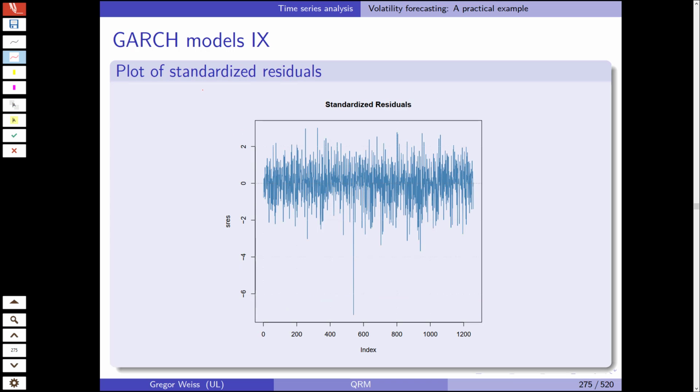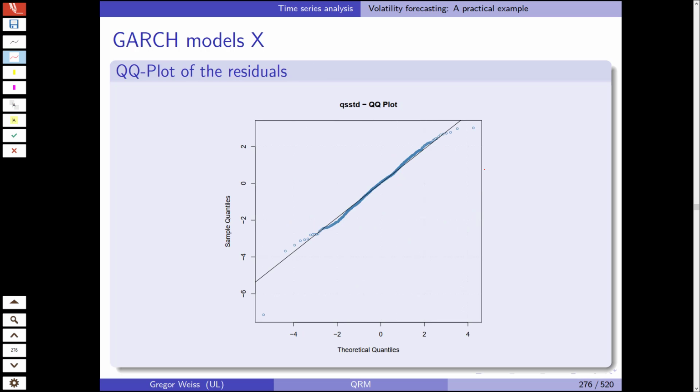And then let's plot the standardized residuals. As you can see, we have one outlier here, but apart from that, if we leave this out, it looks like white noise. We have almost no serial correlation over the time series. And again, this looks quite nice.